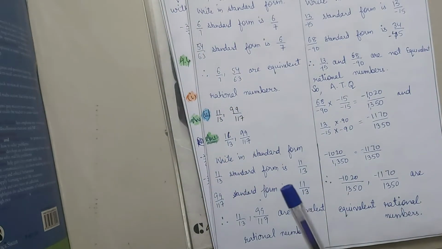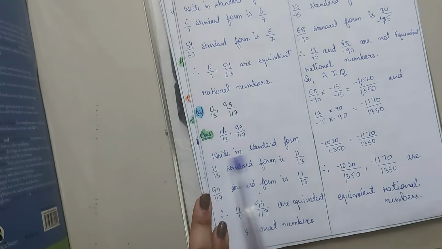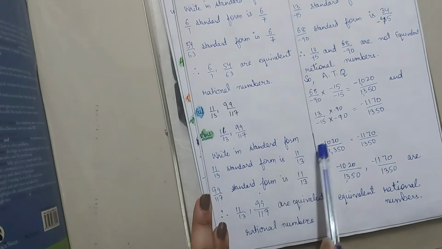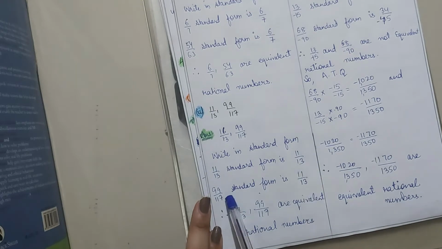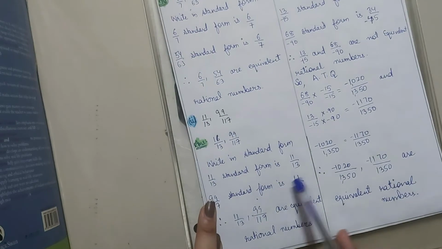Similarly, in the next question, 11 upon 13, 99 over 117. So write in standard form. 11 by 13, the standard form is 11 by 13 because there is no common factor in 11 and 13. So next is 99 by 117. In this term, if we divide 99 by 9, that would be 11, and 117 by 9, that would be 13. Means 11 by 13. So these numbers are equivalent rational numbers.